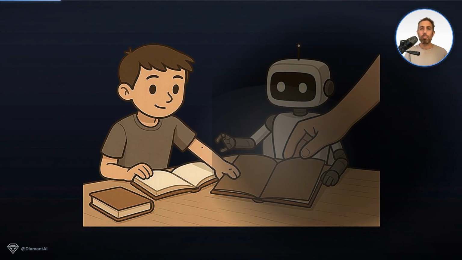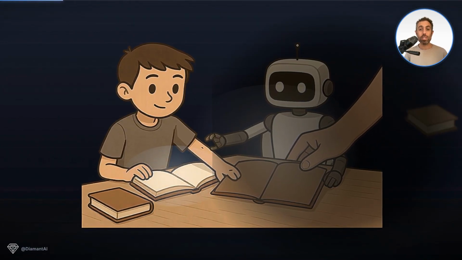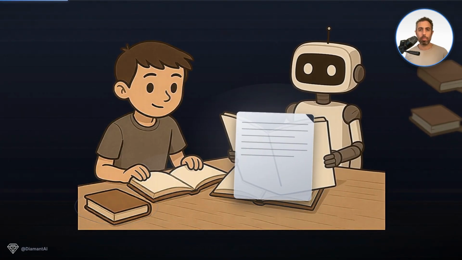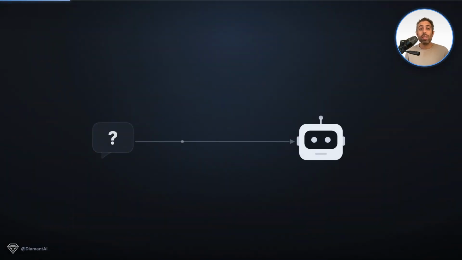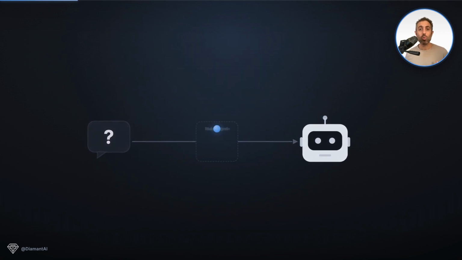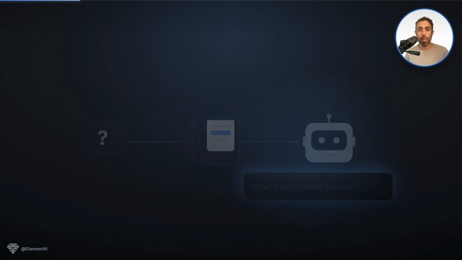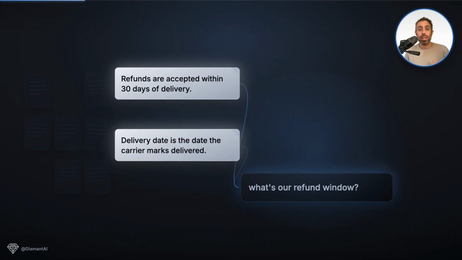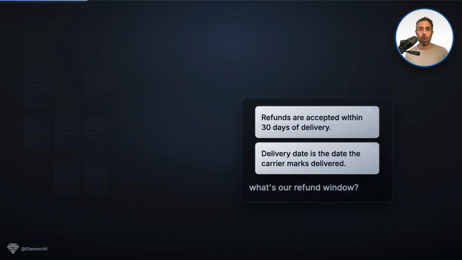Now that comparison isn't perfect, because the student decides which section to open, and your model doesn't get to decide. Something has to hand it the right page. And that is genuinely all RAG is. Retrieval-Augmented Generation is a mouthful, but the idea underneath it is one extra step. Before the model answers you, it searches your documents, pulls out the passages that actually relate to your question, and reads those as part of the prompt.